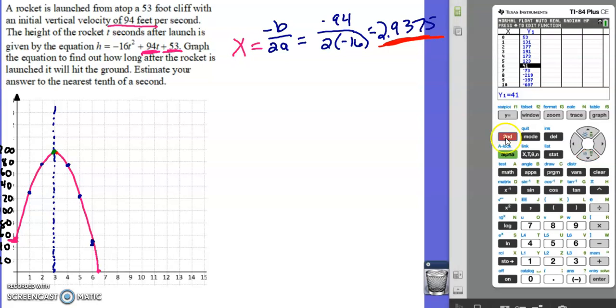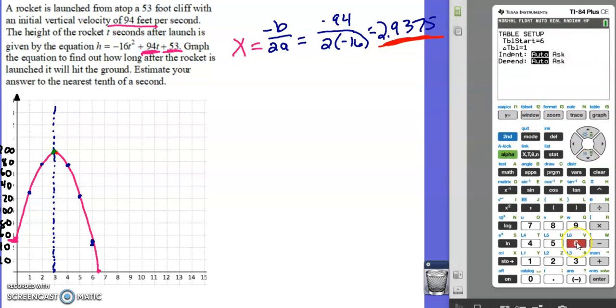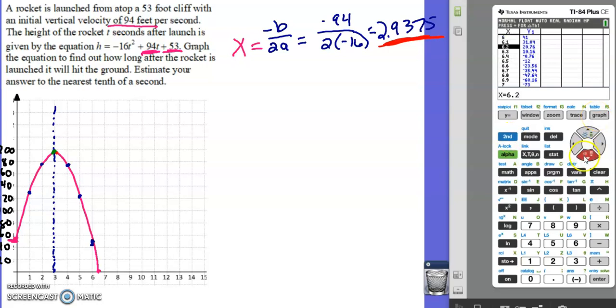Now, something you could do, if you go to table set, let's say I wanted to start at 6 seconds, but I'm going to change it to count by 0.1. So what I'm trying to find is at 6 seconds, we know it's 41 feet off the ground. At 6.1, it's 31 feet. At 6.2 seconds, it's still 20 feet above the ground. At 6.3, it's 10 feet off the ground. At 6.4 seconds, it's actually slightly below ground. And again, in real life, it doesn't go below ground, but according to the calculator, it does.